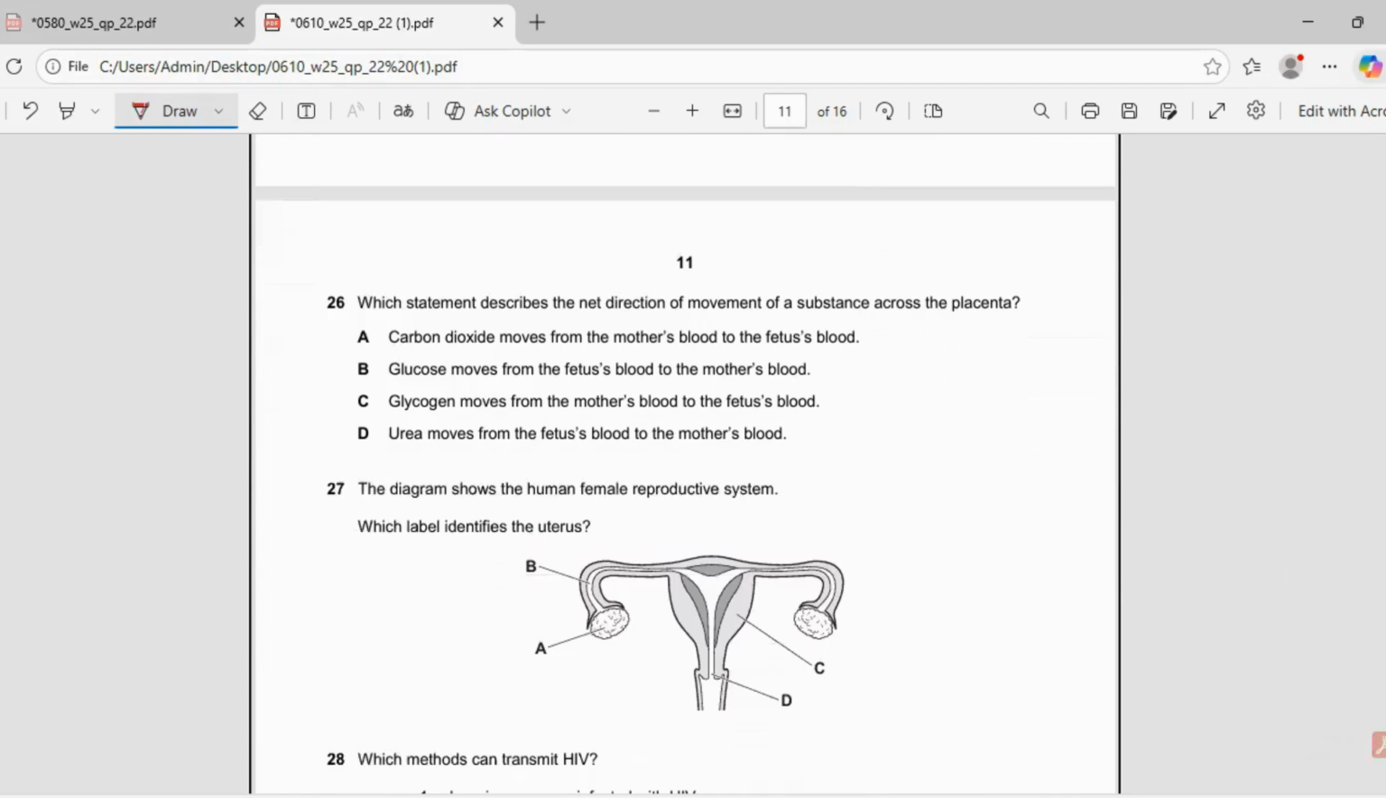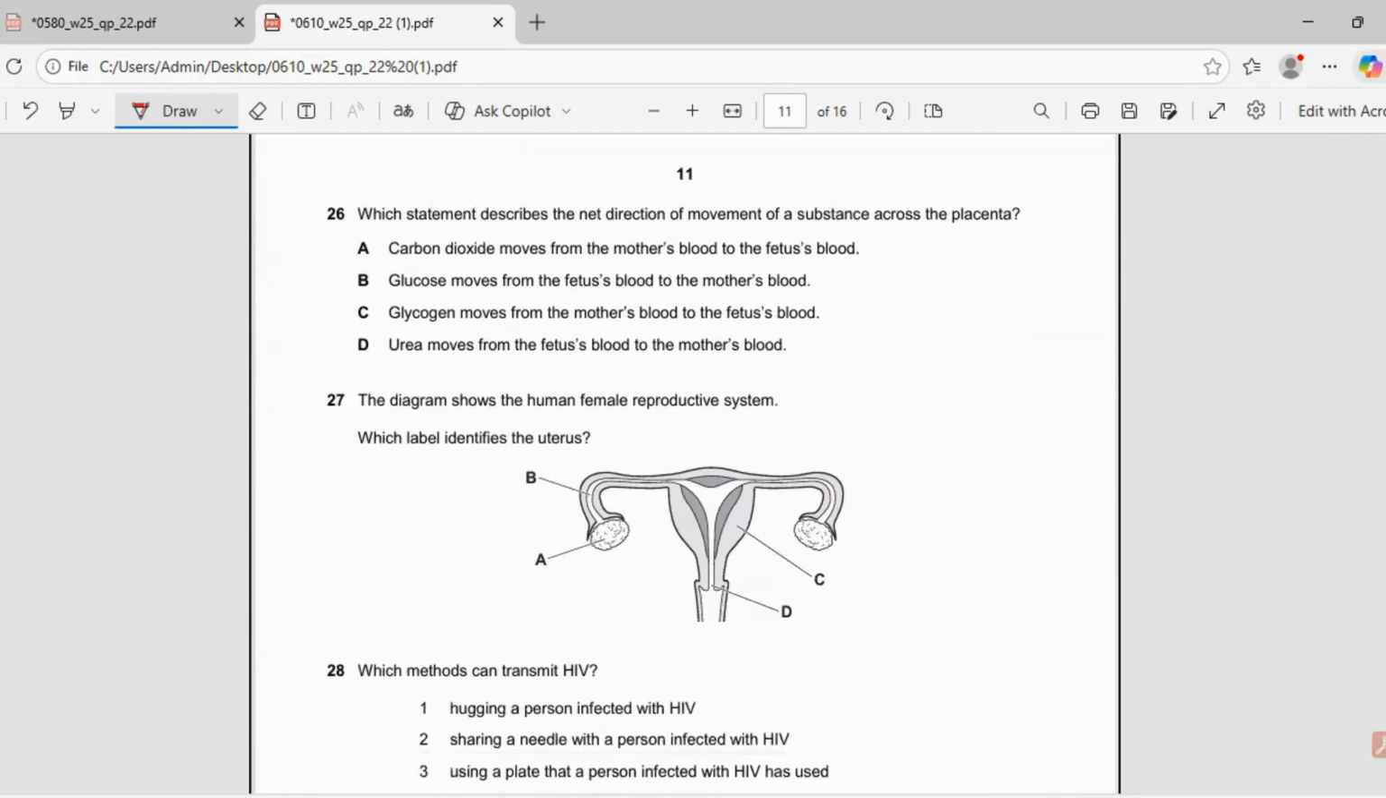Question number 26. Which statement describes the net direction of movement of a substance across the placenta? So we know that the placenta is a common organ between the fetus and the mother, and it directs the movement of useful substances into the fetus and harmful substances out of the fetus's body. So it prevents the blood of mother and fetus from coming in direct contact, because the mother's blood is at great pressure and that will destroy the fetus. So here the best possible answer would be urea, the waste product. So urea moves out of the fetus's blood into the mother's blood through the placenta.